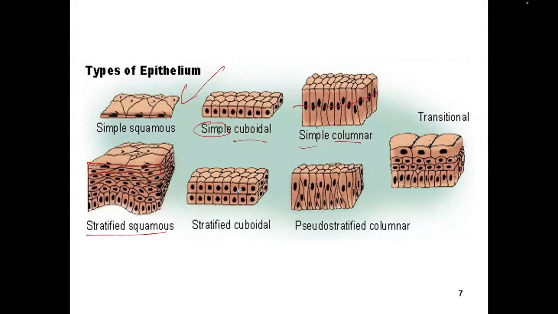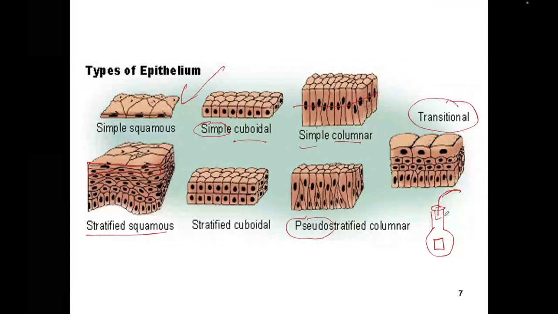Here, stratified cuboidal. And here, notice they're columnar shaped, but the nuclei are at multiple levels, so it's pseudo stratified. Now, the only one I didn't mention yet is transitional. Transitional, think of what happens if we have a balloon, right? If this is a balloon and we put a square with a marker on it, but then you blow air into it, what happens to the square? It starts to change shape, right? It can actually, when you blow it up, look round.